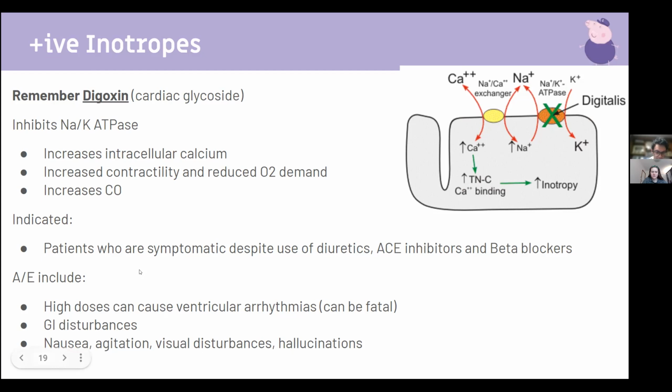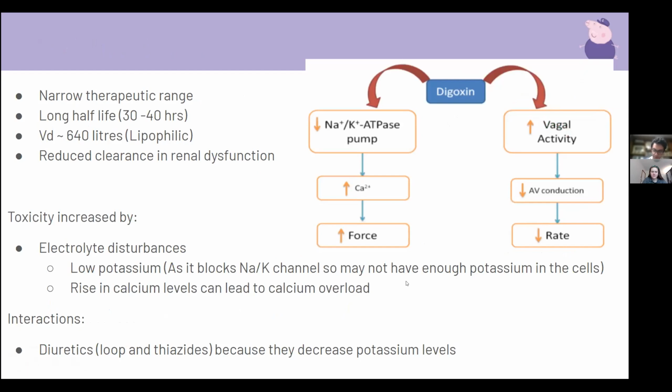Its adverse events are quite significant. High doses can cause ventricular arrhythmias, which can be fatal. It leads to GI disturbances, nausea, agitation, and visual hallucinations. It has a very low therapeutic range.